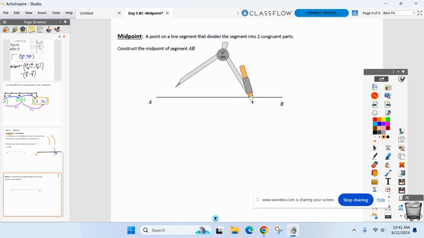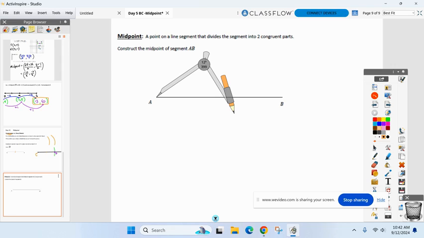So you're going to put your compass point on either endpoint A or endpoint B right now. Open up your compass. This is the most important part. Open up your compass more than half its length. Okay, so open up the compass more than half the length of AB. Doesn't matter how far you go.